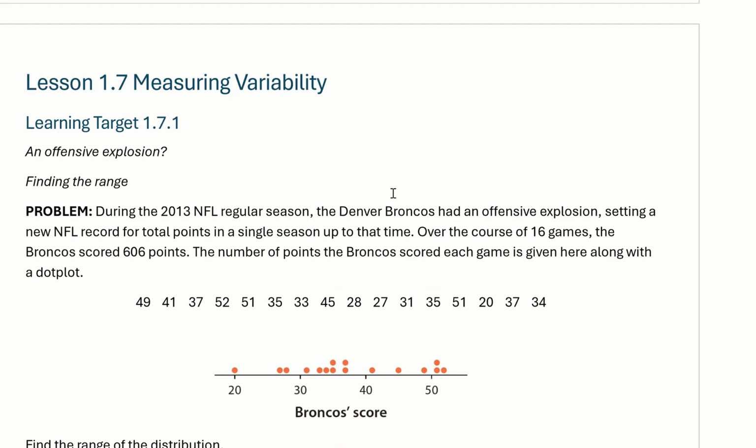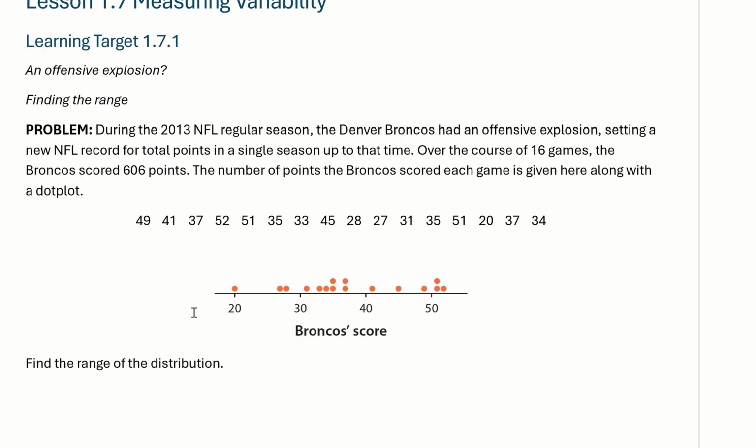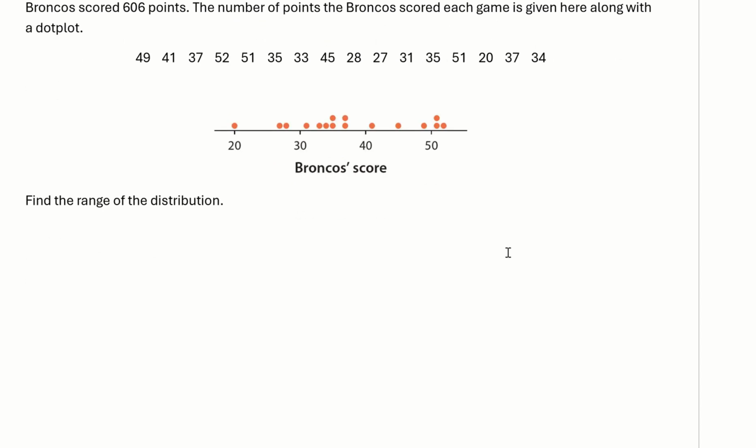All right, so you got here 1.7. We're done with 1.6 already. So now 1.7, this is really quick. Find the range of this distribution. You got the 2013 NFL regular season for the Denver Broncos, and you're looking at the number of points scored for their 16 games. So here, find the range. You had some really good scores, but then you had a really low score. The highest score here was 52, and the lowest score is 20, right? So 52 minus 20 is 32 points. That's it for the range. That's all you have to do.